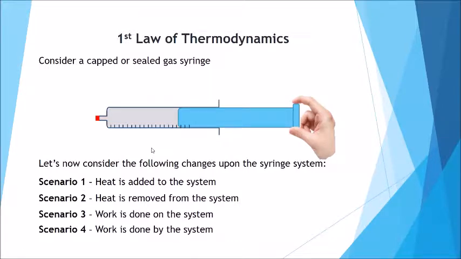The four scenarios we wish to investigate are: number one, what happens to the gas molecule's internal energy when heat is added to the system? Number two, what happens to its internal energy when heat is removed from the system? And finally, number three and four, what happens to the internal energy of a gas trapped inside the syringe when work is done on the system and when work is done by the system? This notation of done on and done by the system is really important, and we'll look at that in more detail shortly.